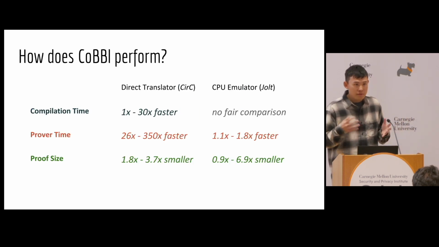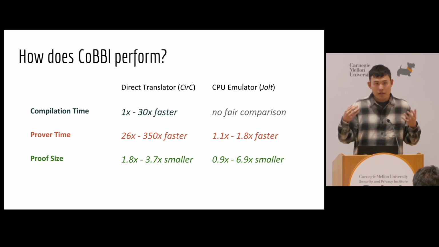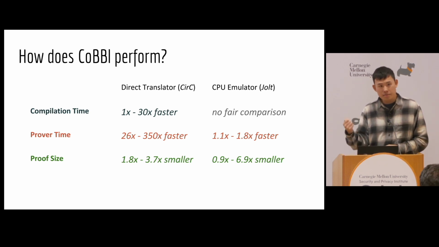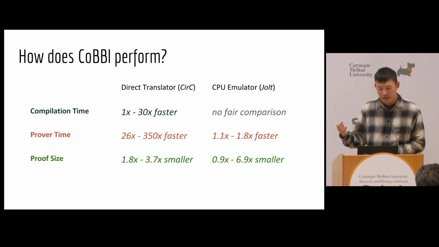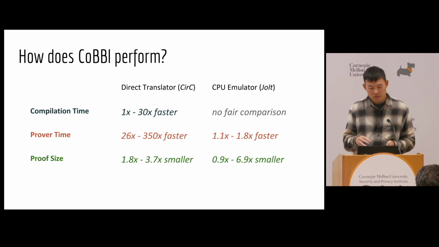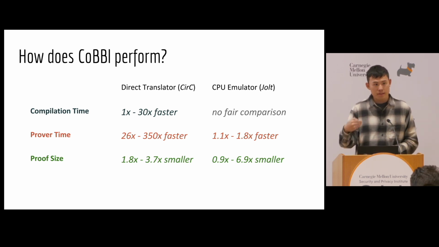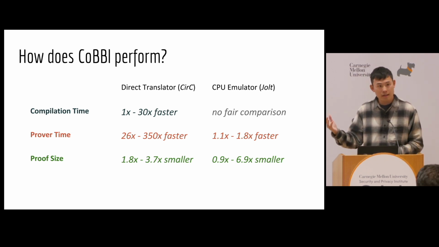Now, CoBBI is still very far from its ultimate form, but it is already showing huge potential. We compared our current version of CoBBI against the state-of-the-art direct translators and CPU emulators, and we have shown that CoBBI has been generally outperforming them. If you're interested in more details on this data or how the current implementation of CoBBI works, we have a paper that was just accepted at Oakland 2025, so feel free to check that online or ask me any questions if you want.